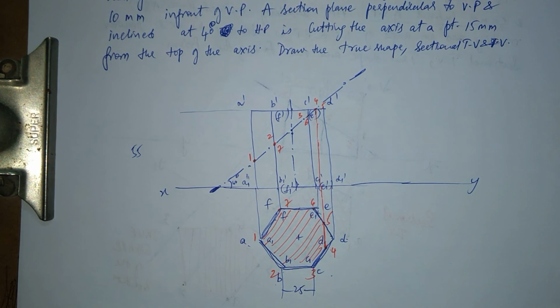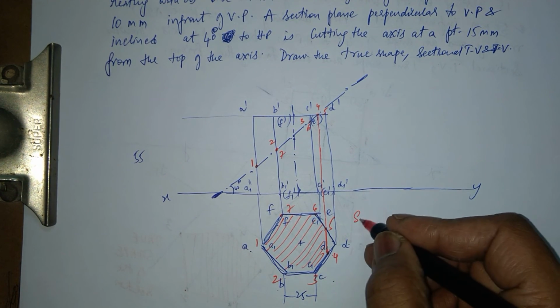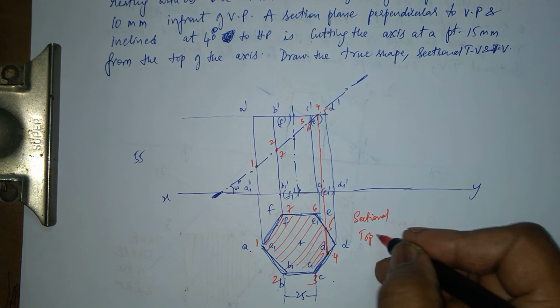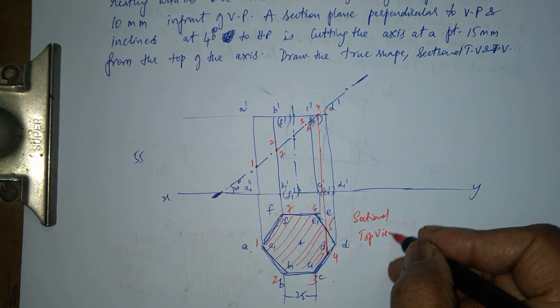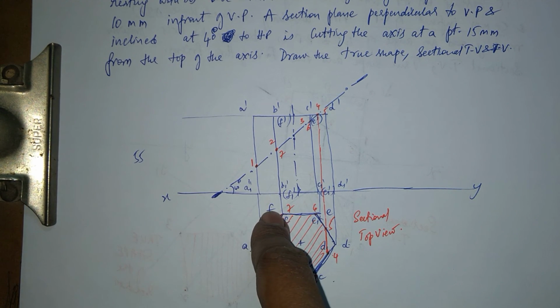Now, let us get to the true shape. What is this called now? This is the sectional top view. Okay, sectional top view. This is your actual section. The remaining part of the solid is also seen along with the section, so it's called sectional top view. This is the apparent section. What I see in the top view, 1, 2, 3, 4, 5, 6, 7, is the apparent section.